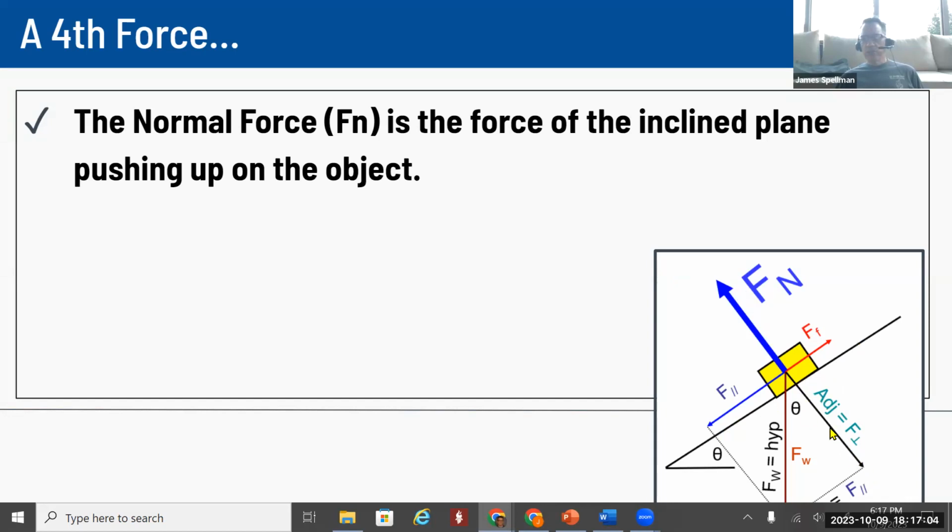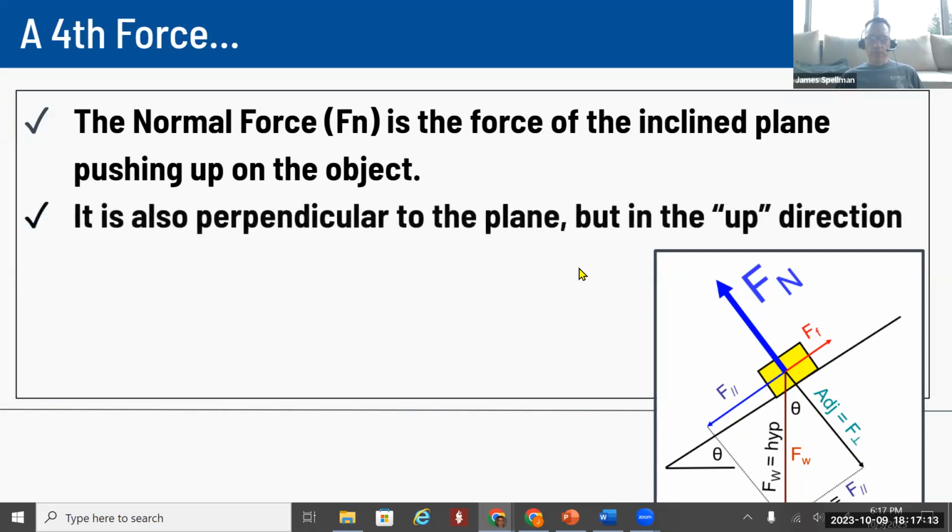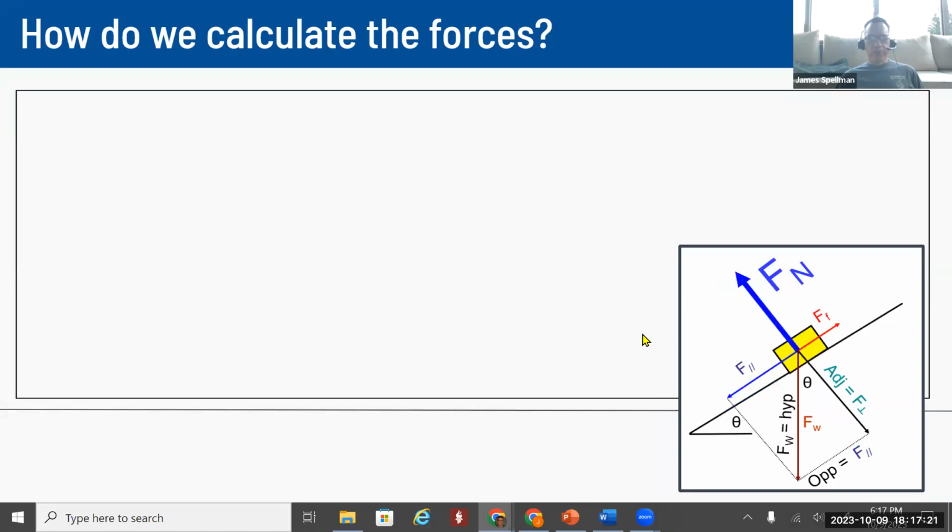It's an extension of the perpendicular force. The perpendicular force goes perpendicular into the ramp, and the normal force is going to go perpendicular away from the ramp. Right. It's going to be in the up direction. And again, generally the normal force and the perpendicular force are equal and opposite. They're going to cancel each other out.